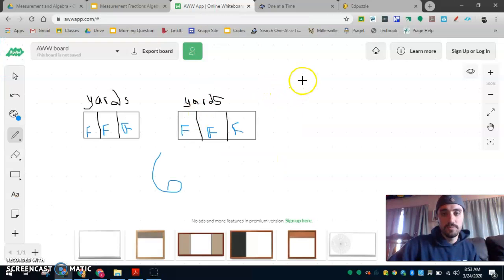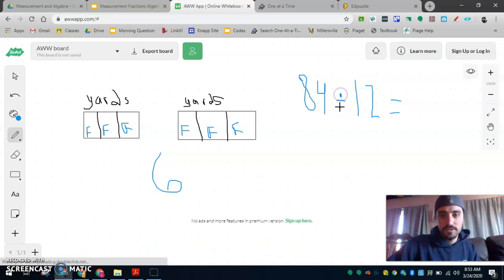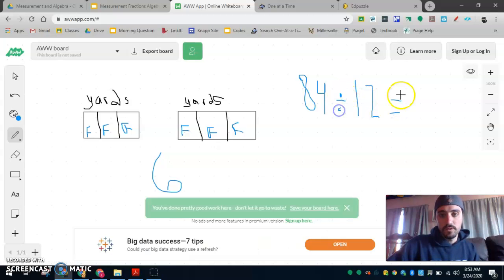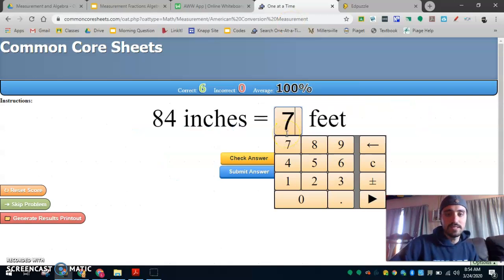So I could do 84 divided by 12. And since this is a word problem, you can use your calculator. Let's make sure we see that's division. 84 divided by 12, and that is 7. So we would get 7 feet.